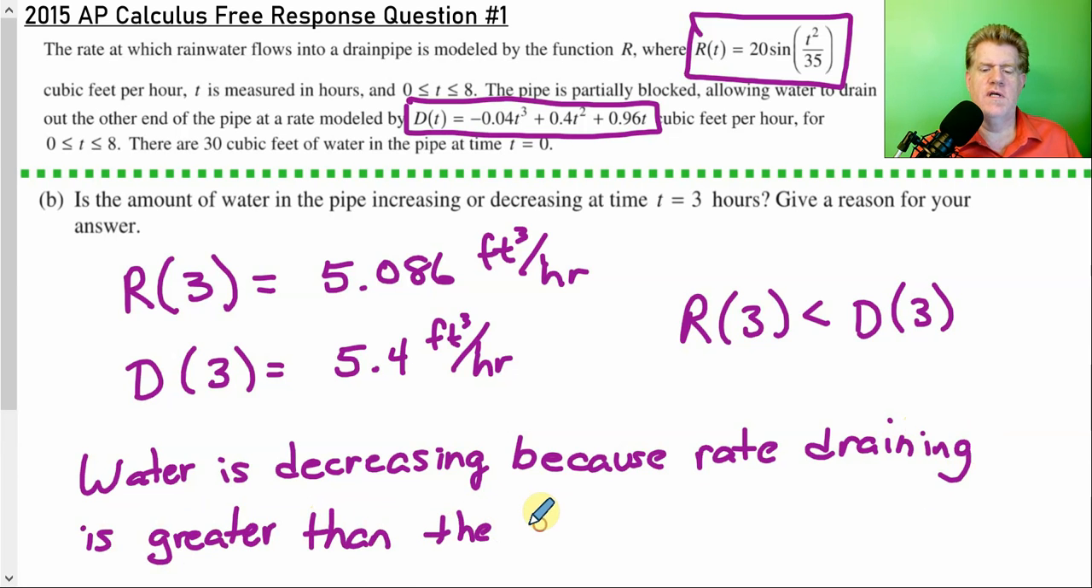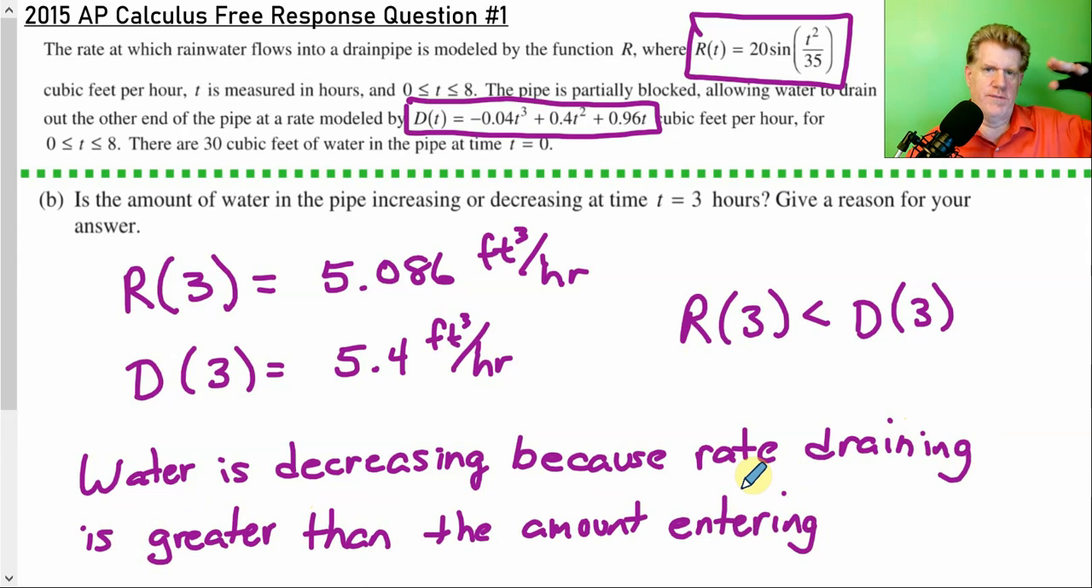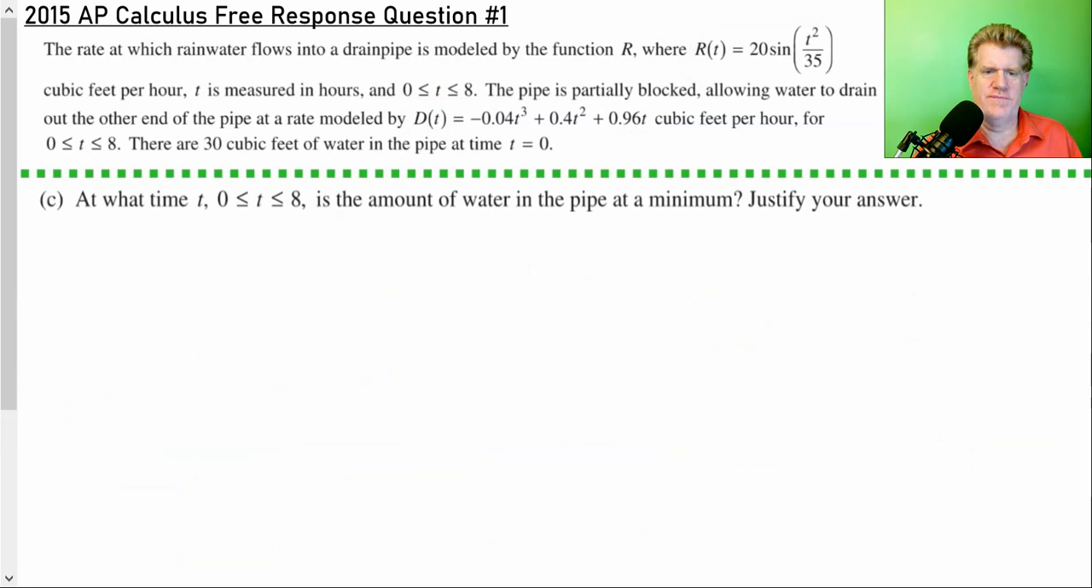Okay? So if you look at the scenario, what's going on? It's something that's always in motion. Something is entering, something is leaving. Now it's leaving at different rates. And it's not a constant rate, so the rates are actually going to be changing. So you can't make generalizations just yet. But there's your B answer. When time is 3 hours, water is leaving the pipe faster, so it is decreasing.